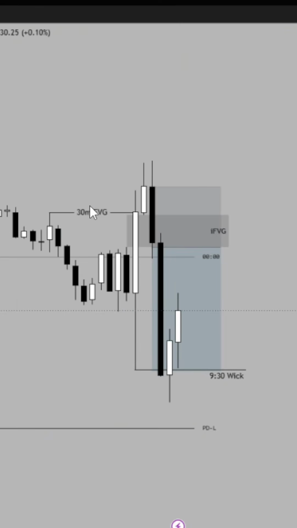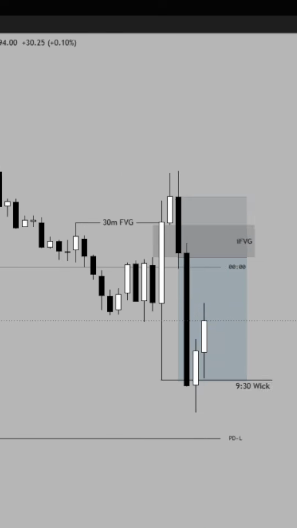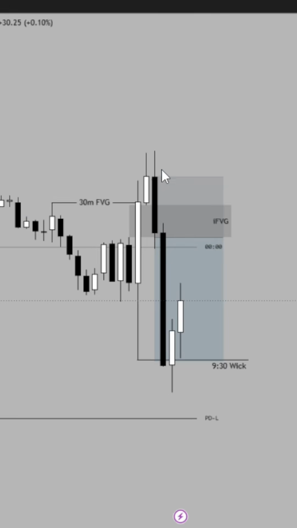Price ends up tapping into this 30-minute fair value gap, puts in an SMT, right? Take a look. Nasdaq doesn't take the highs, ES takes the high. At this point, I'm looking for some type of displacement, some type of confirmation to go lower, right? It would have been nice to have this 3-minute IFVG go IFVG, but guess what?